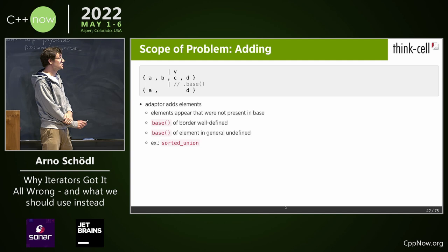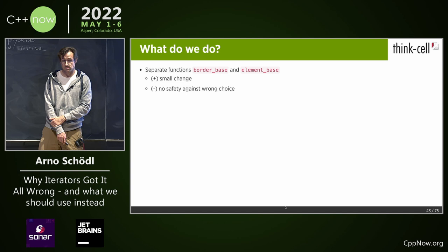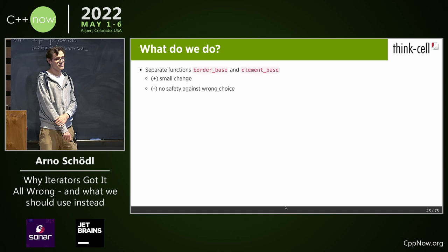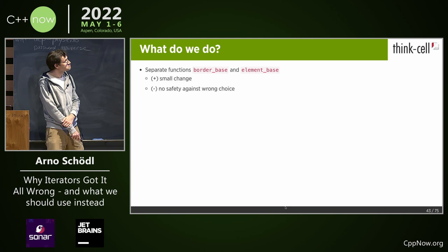One example, if you go to one branch. Okay. So what do we do? An easy fix would be we say, well, base comes really in two flavors. We really want a border base and an element base. And the border base and the element base are only implemented if they make sense and they do the right thing for borders and elements. Okay, that's a fix.